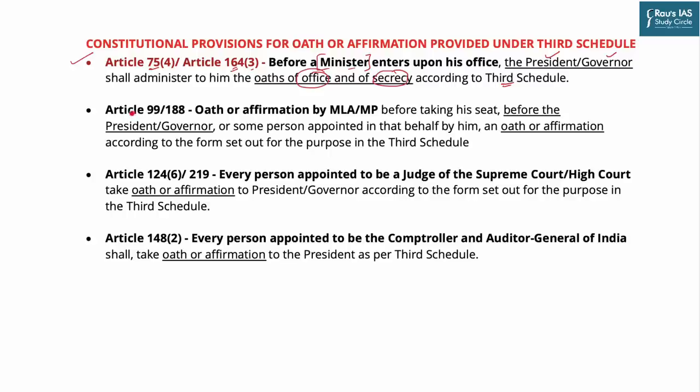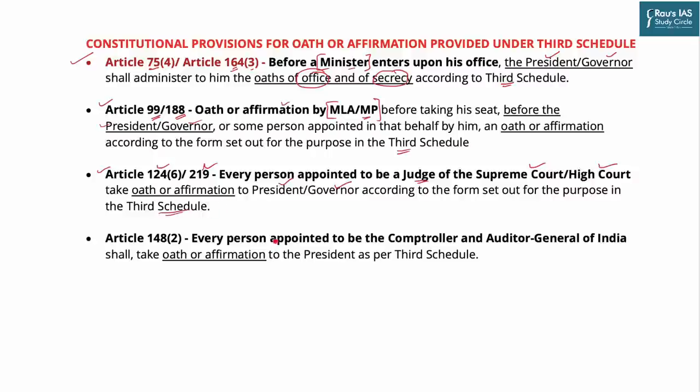The second group of oath and affirmation is found in Article 99 for the Union and 188 for the state. It talks about the oath and affirmation taken by the member of the Legislative Assembly of a particular state or the member of Parliament. These are taken with respect to the President and the Governors, and they are taken under the provisions of the Third Schedule. On similar lines, we have oath and affirmation for the judges of the Supreme Court and the High Court, where the oath is taken in front of the President or the Governor, and these are mentioned under Article 124 and 219. The same is mentioned in the Third Schedule.